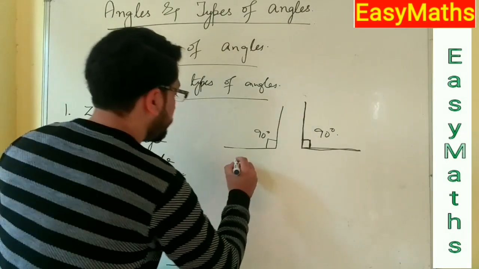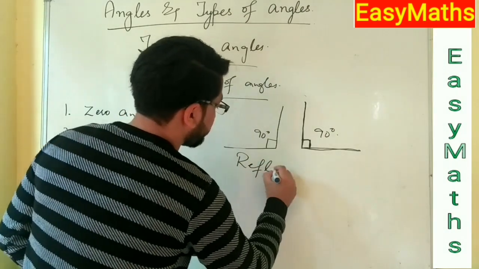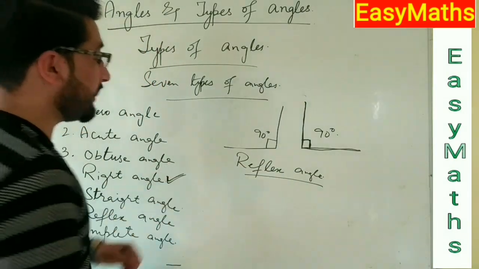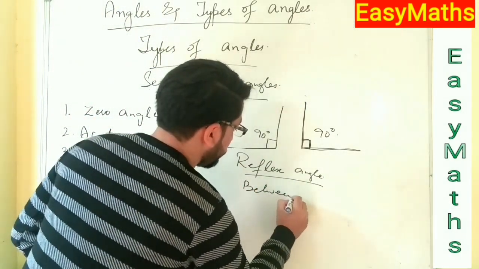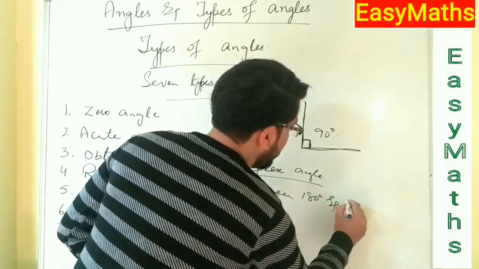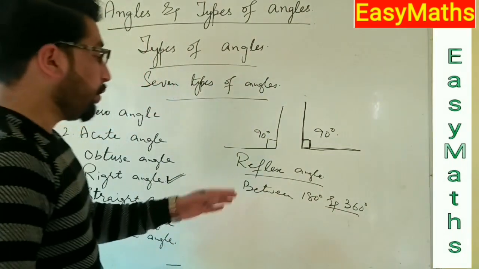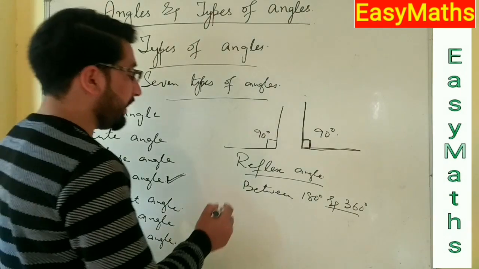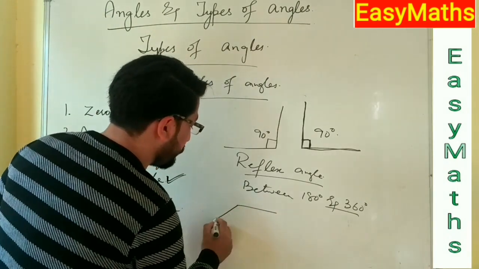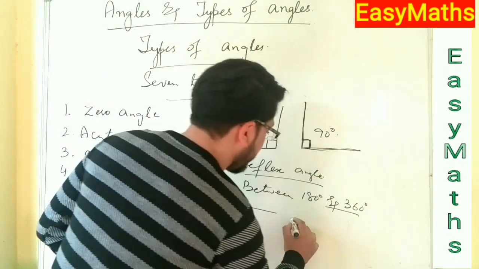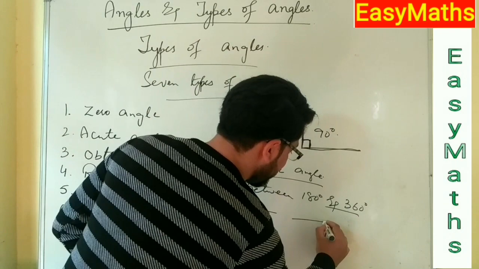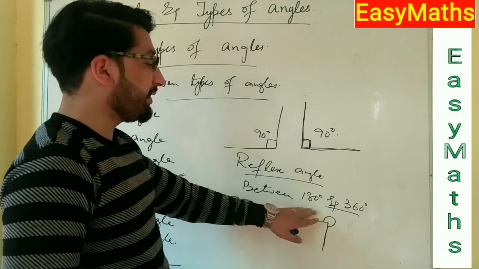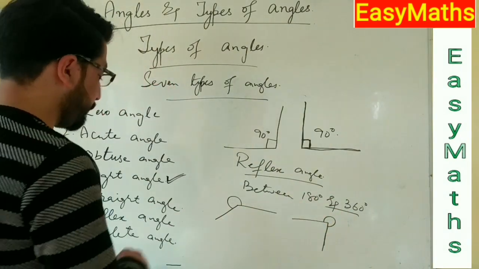Now moving forward to the other angle, the reflex angle. That angle which is between 180 degrees and 360 degrees, more than 180 degrees but less than 360 degrees, is called a reflex angle. Suppose this angle here is a reflex angle, this angle here is a reflex angle. An angle greater than 180 degrees but less than 360 degrees is a reflex angle.